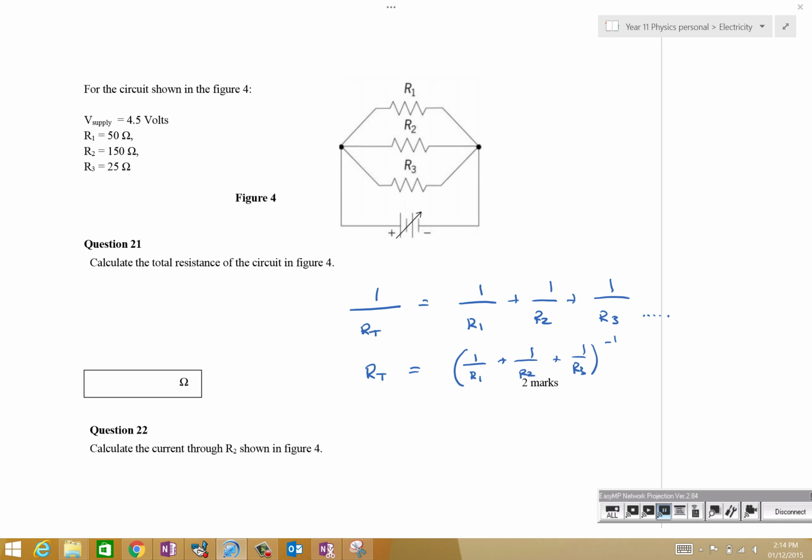Now, first of all, we've got 3 resistors in parallel. Can you tell me what value it's going to be smaller than? The total resistance of this is going to be smaller than the smallest resistor. So it's going to be smaller than 25 ohms. So if you get something greater than that, then clearly you have made a mistake.